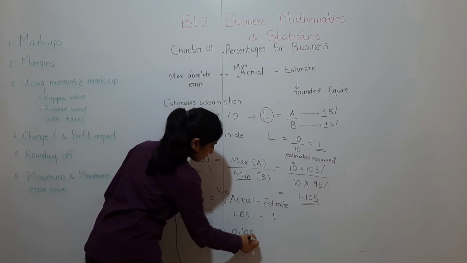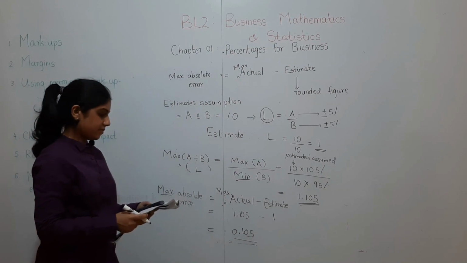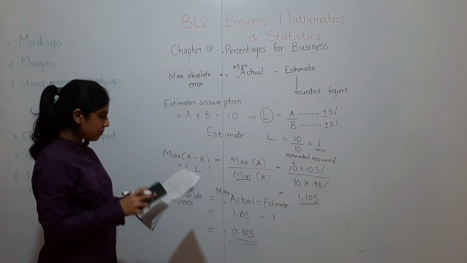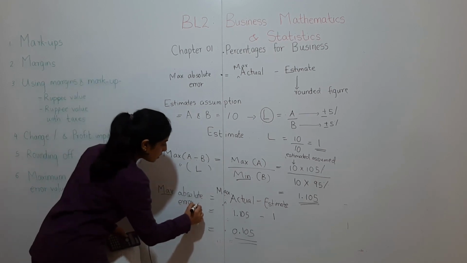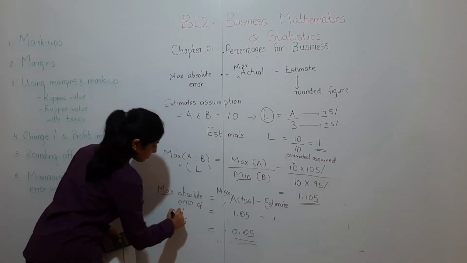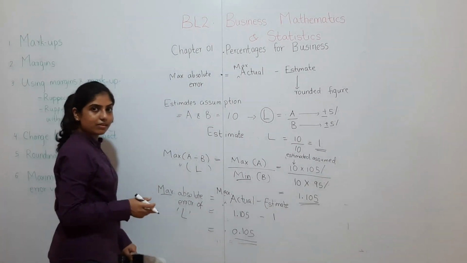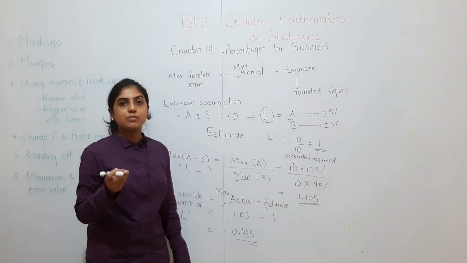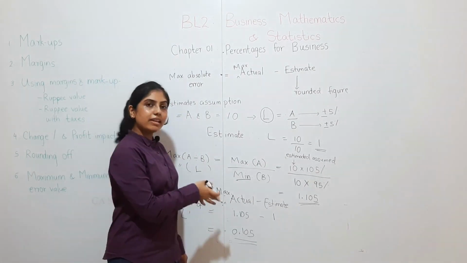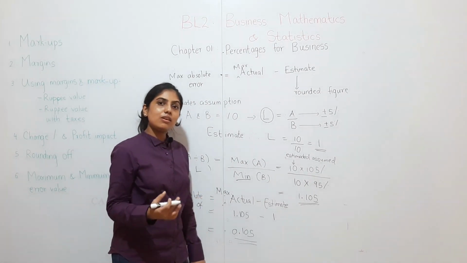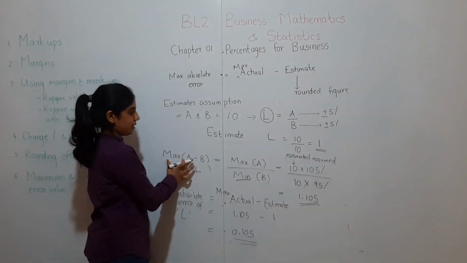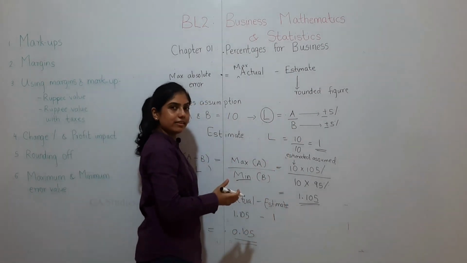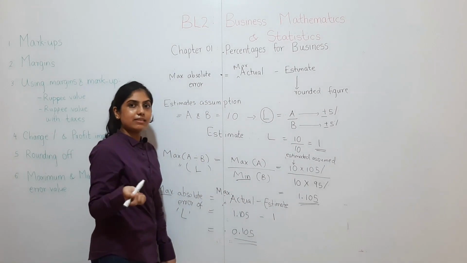0.105 is your answer. Okay. So this will be your maximum absolute error of L. Now do you see how we apply the maximum rules to find the error? It is all within here in this scenario, like when you get a formula kind of a thing. Only you have to apply that way.